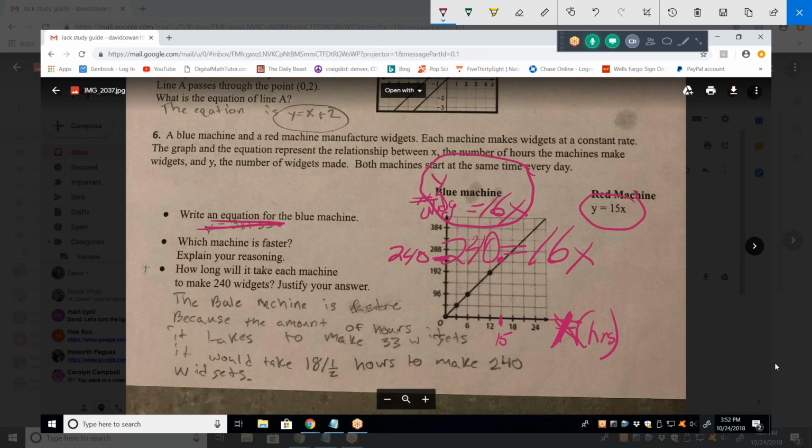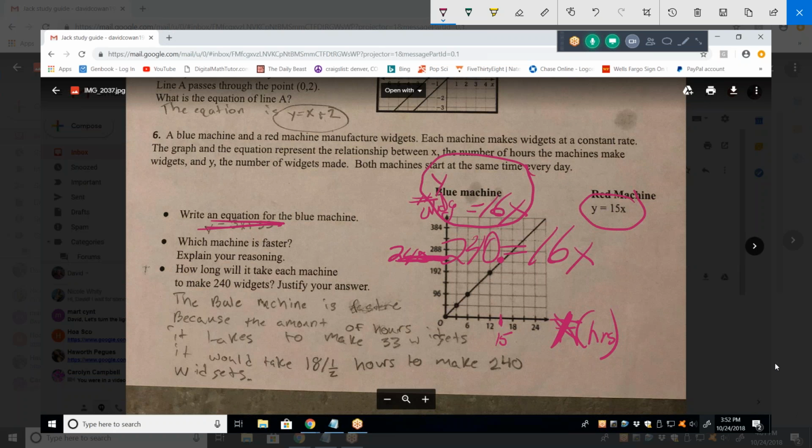I can do it graphically or I can do it algebraically. Algebraically is the simplest way to do it. I could have made a mistake graphically. I could have misread this number over here. It doesn't say 240 over there. So if I want an exact answer, I've got to do it algebraically.